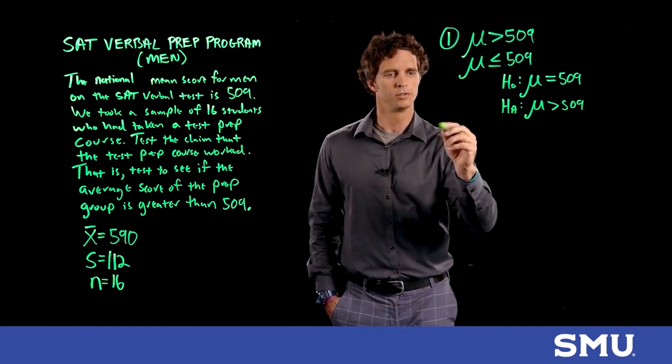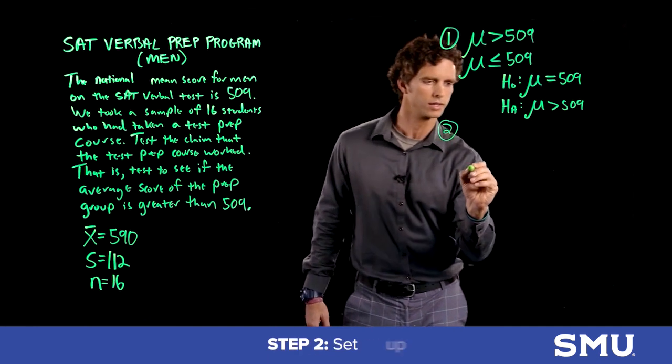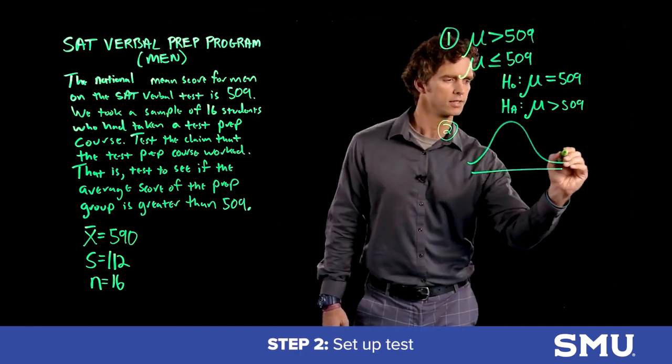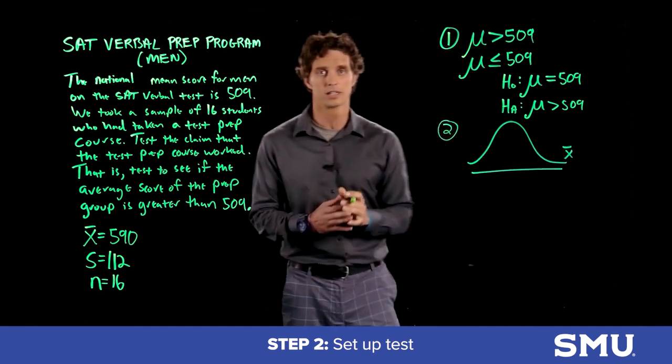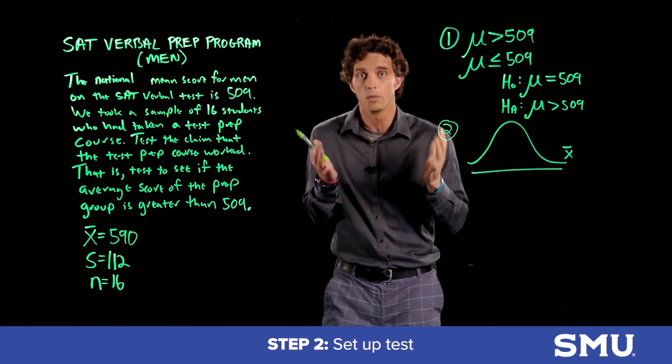So now we're going to move on to step 2. And in step 2, we haven't looked at the data yet. In step 2, we're going to set up our test. This is the distribution from the central limit theorem. It's the distribution of the x bars, right? Because that's what we want the distribution of.